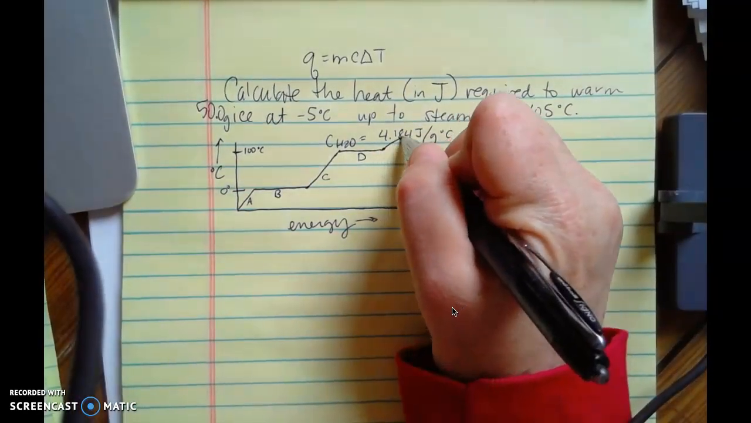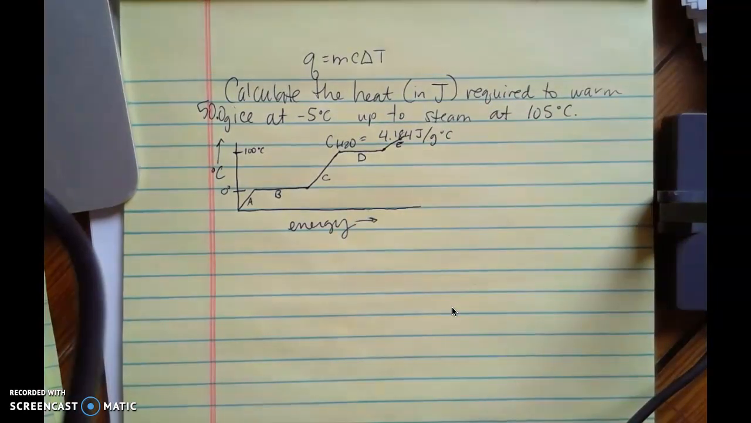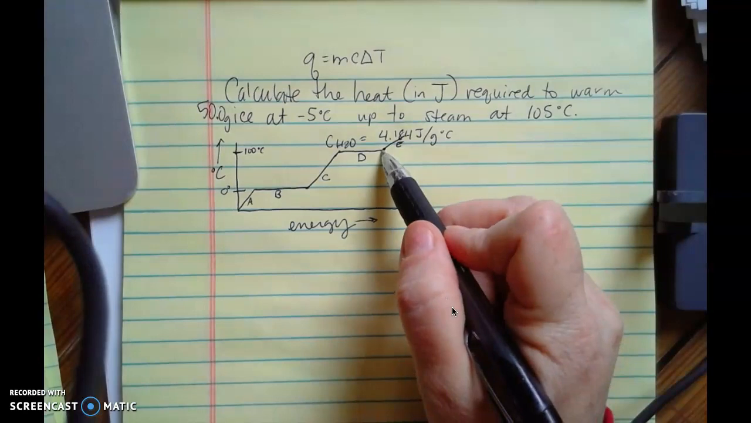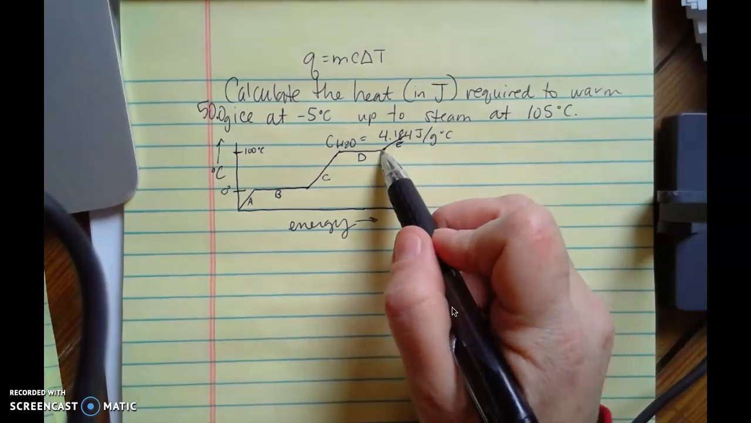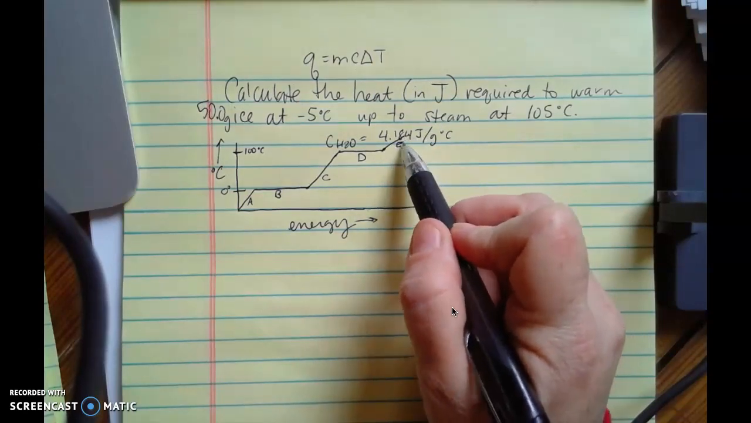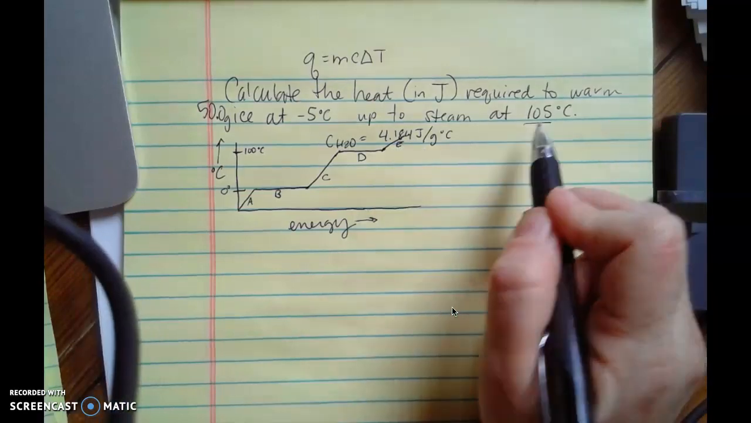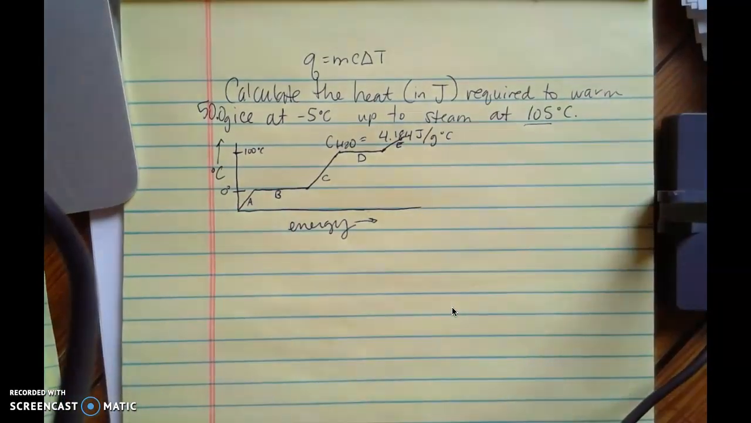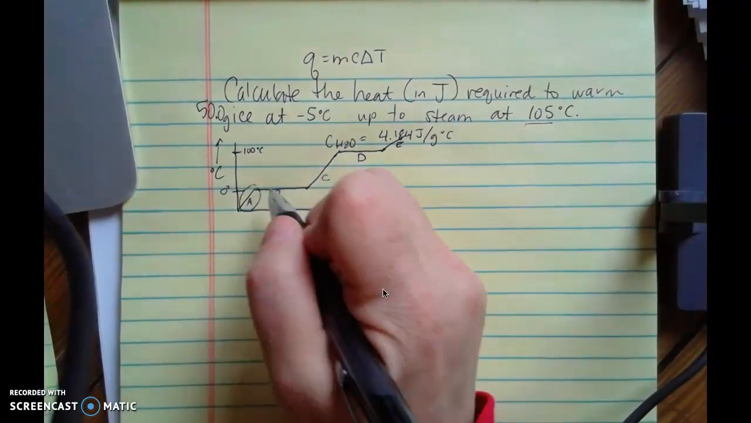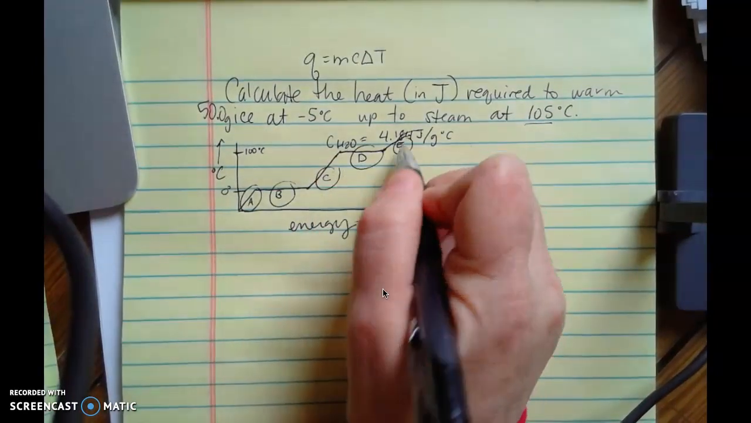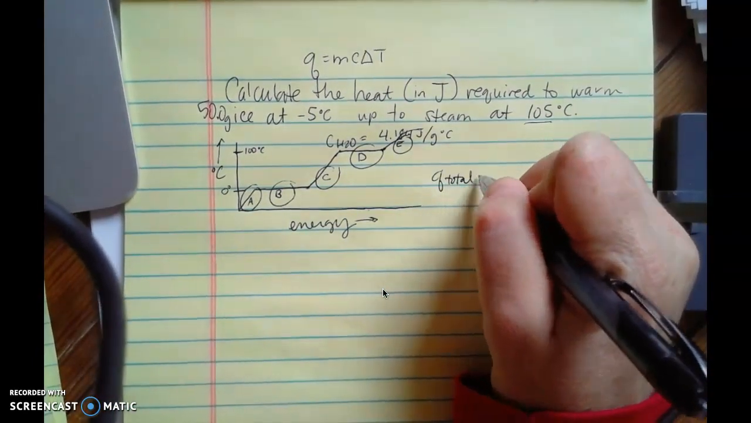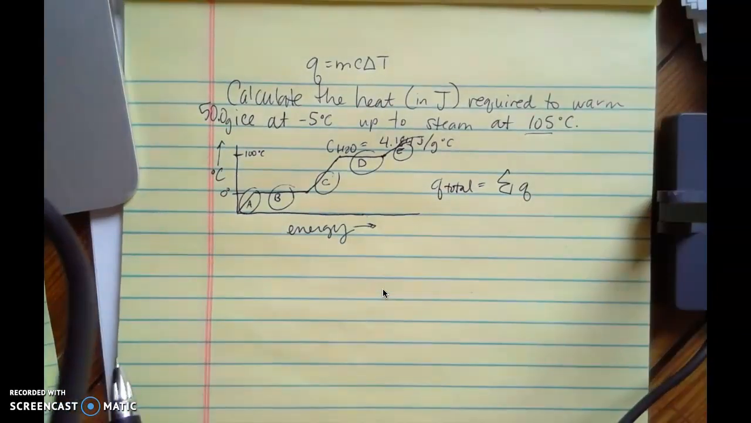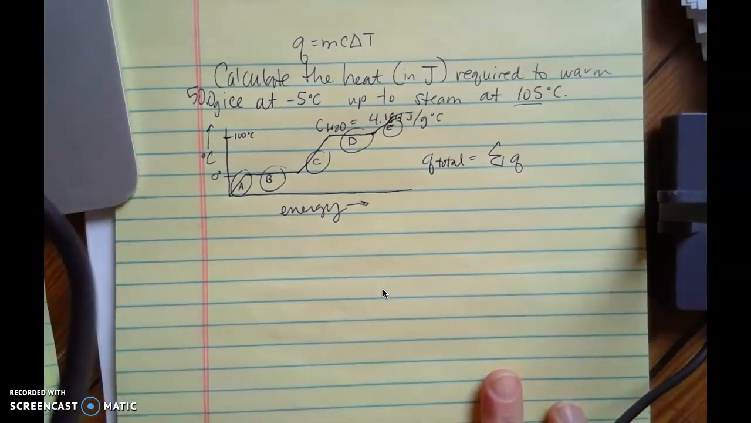And then, let me see if I can squeeze that in there. So segment E would be after all of the water has been heated and boiled, it's all converted from liquid to gas, then segment E would be heating it from its boiling point an additional 5 degrees to get it up to 105 degrees. All right, so we're going to have 5 different energy pieces here and then add those together. So our Q total is really the sum of all of those little Q's, all of those little energy pieces, and we need to figure out what those are.